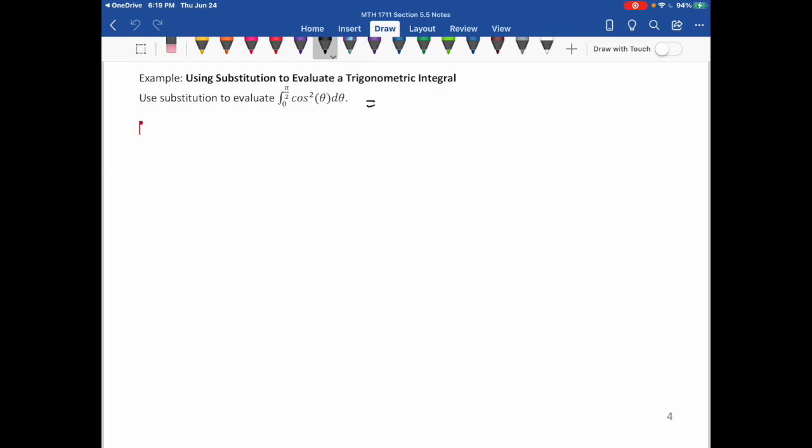Okay, last example, we are going to use substitution to evaluate the integral from 0 to pi over 2 of cosine squared theta. So my initial reaction when I look at this, I want to rewrite this as the integral from 0 to pi over 2 of cosine theta, rewritten so that this is squared, d theta.